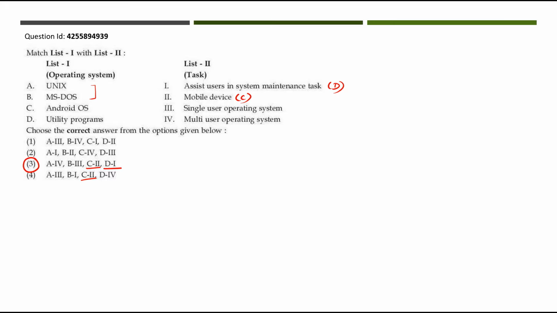What about Unix and MS-DOS? If you belong to the latest generation, if you have just completed college, I don't know whether you will know about MS-DOS. It is actually a single user operating system. B will be mapping to 3 and Unix is a multi-user operating system. A will be mapping to 4. A4, B3, C2 and D1 will be the right answer.